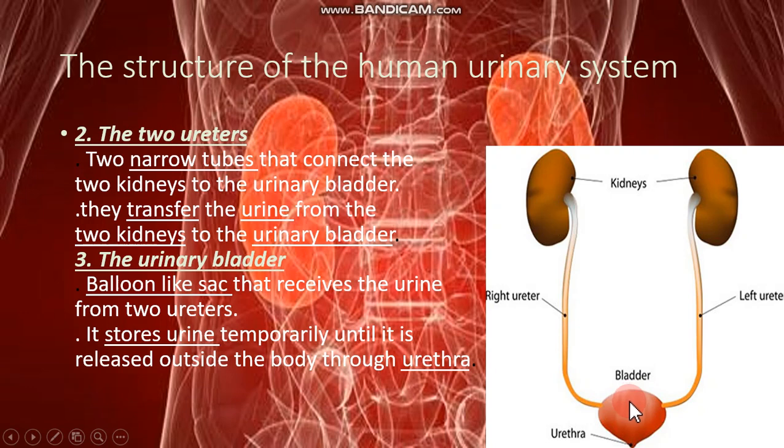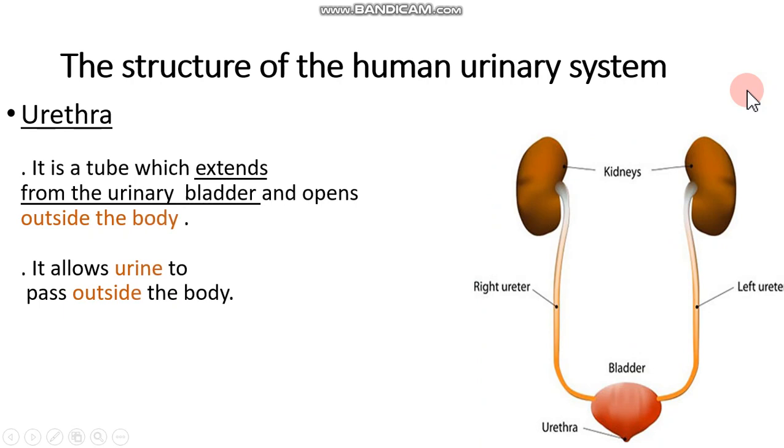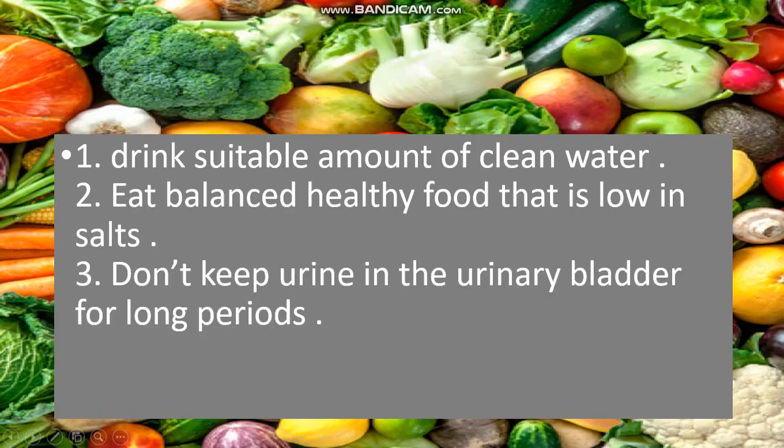And this urinary bladder is a balloon-like sac that receives the urine from the two ureters, and it stores urine until it is released outside the body through the urethra. The urethra is the opening that extends from the urinary bladder and opens outside the body, and it allows the urine to pass out of the body.